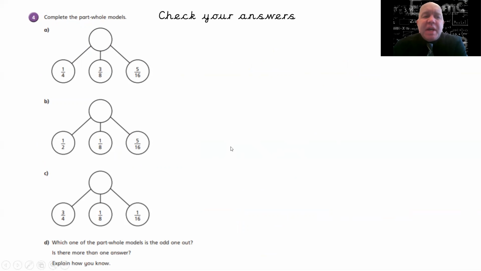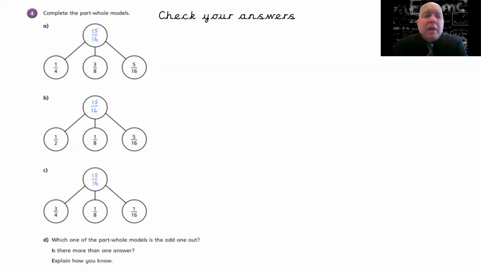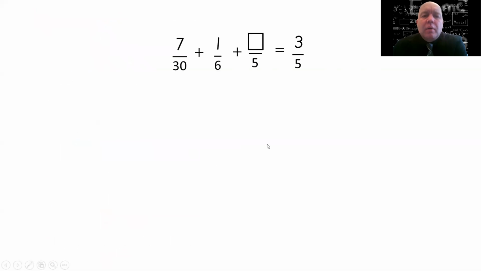Okay, well, your answers here actually are the same, so don't be too surprised. There we go. If you've done this correctly, you will have got 15/16 for each of your answers. Okay, right. We've got a missing number here, a missing numerator within the sum.